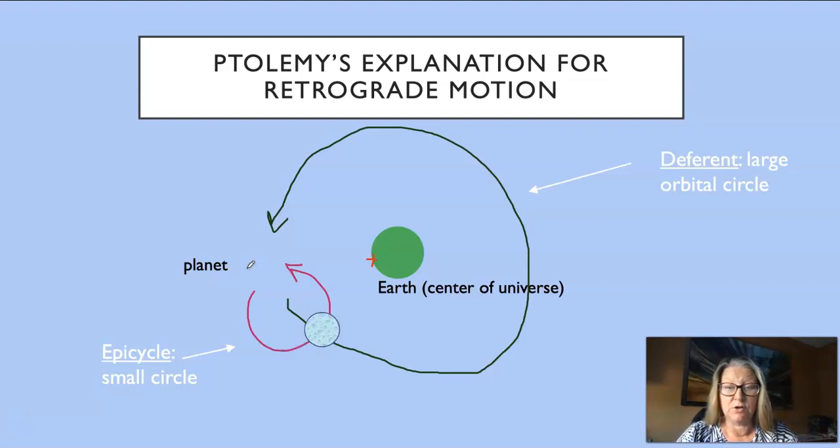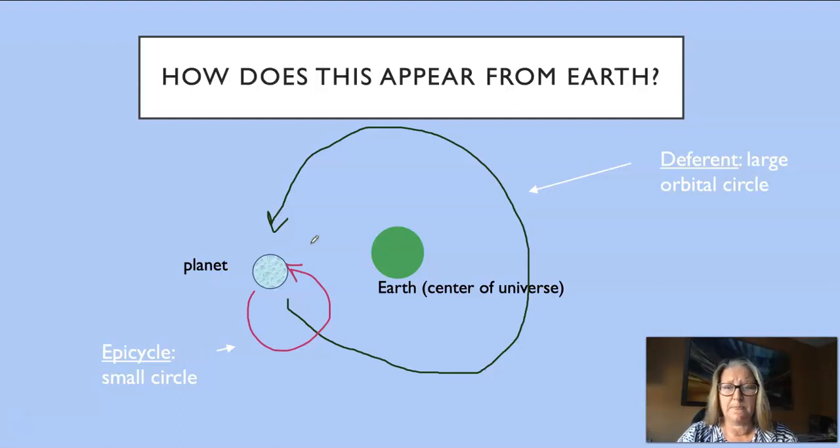And then after a certain amount of time, it would move east to west, which would be the retrograde part, and then back to west to east. Now, remember, there are two motions going on here. So what would this look like from Earth?